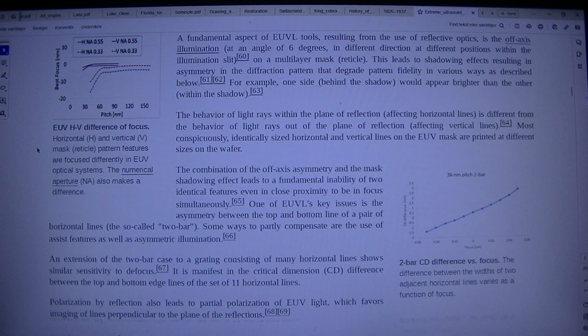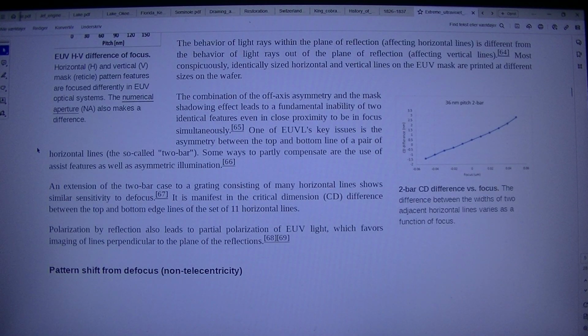63. The behavior of light rays within the plane of reflection, affecting horizontal lines, is different from the behavior of light rays out of the plane of reflection, affecting vertical lines. 64. Most conspicuously, identically sized horizontal and vertical lines on the EUV mask are printed at different sizes on the wafer. Two-bar CD difference versus focus.